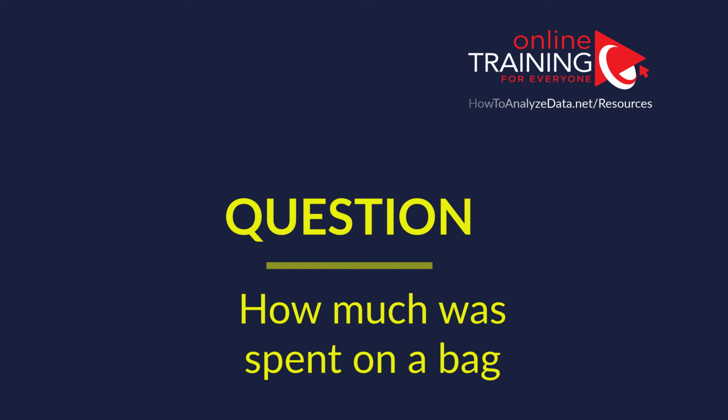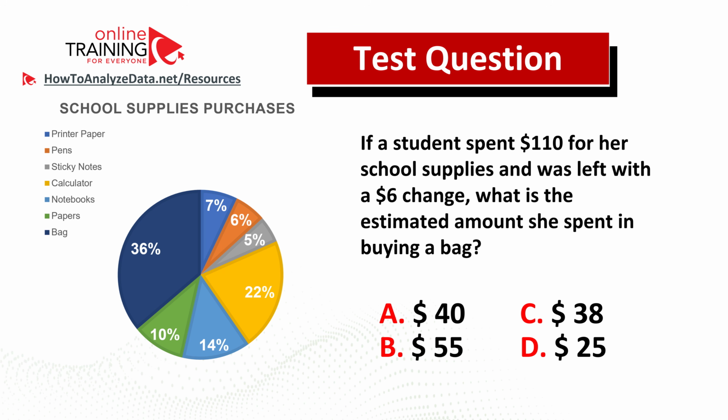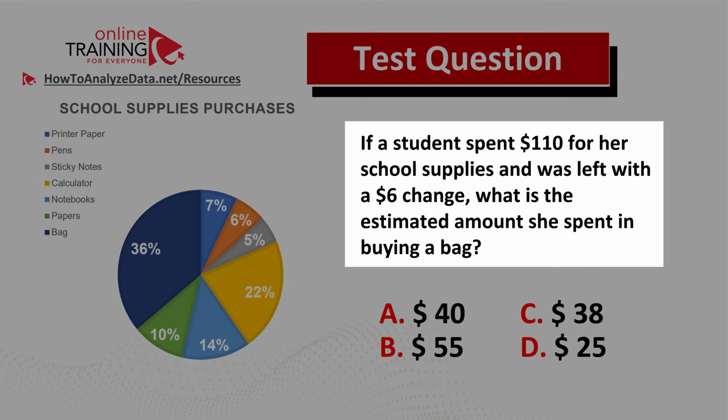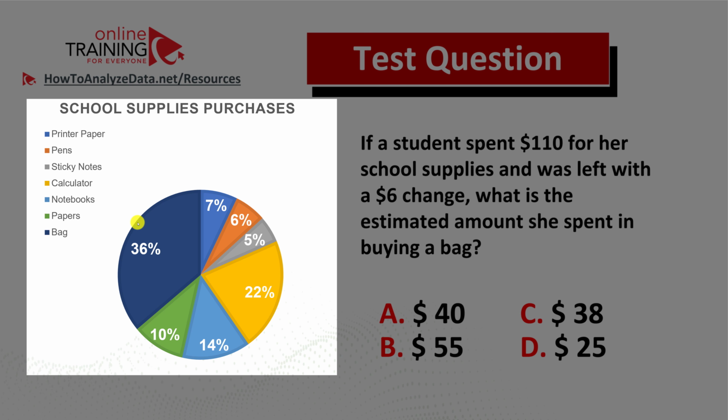Let's look at the interesting question, which tests your knowledge of math and ability to do calculations. If a student spent $110 for her school supplies and was left with a $6 change, what is the estimated amount she spent in buying the bag? And you present it here with the pie chart, which shows spending percentages in multiple different categories. You have printer paper, pens, sticky notes, calculator, notebooks, papers, and bag.